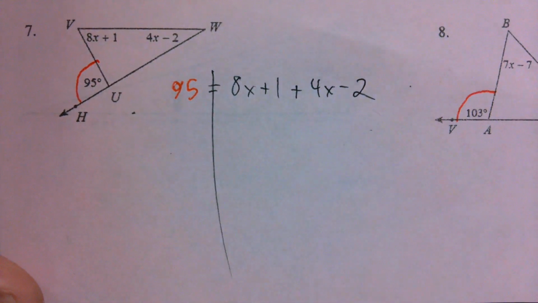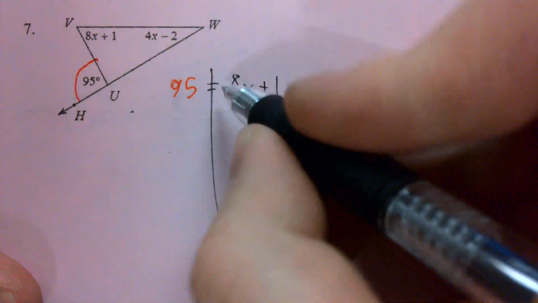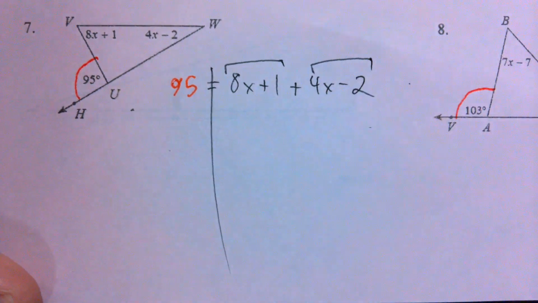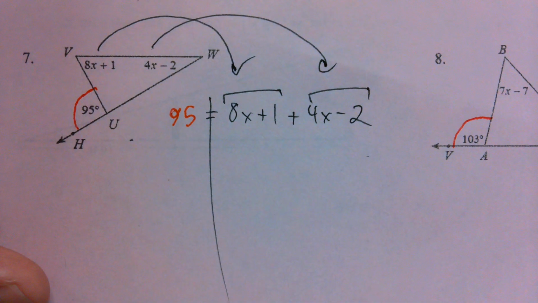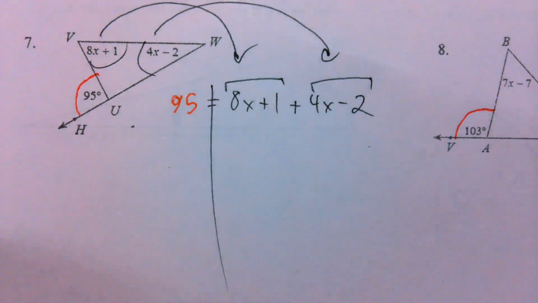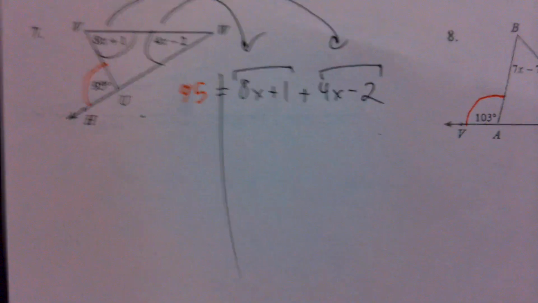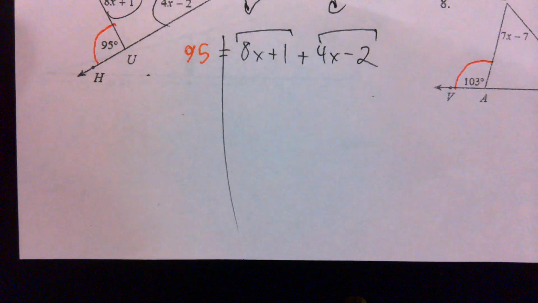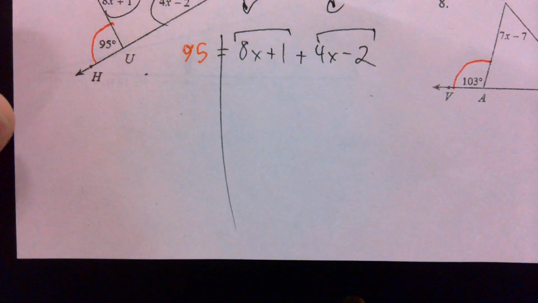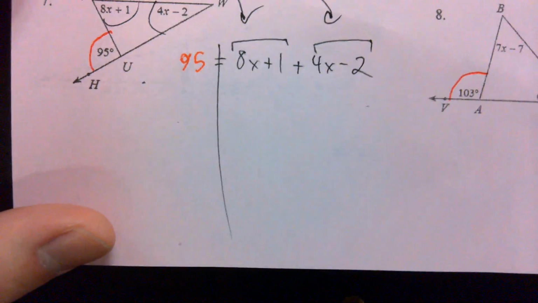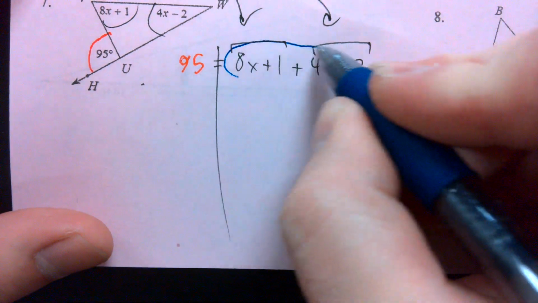Perfect. 8x plus 1 plus 4x minus 2. Those are my two interior angles. We're going to add those together, set them equal to my exterior angle, 95. What do I want to do now? Combine like terms. What can I combine here on number 7? 8x and 4x. Good.